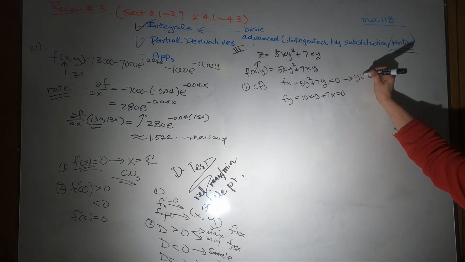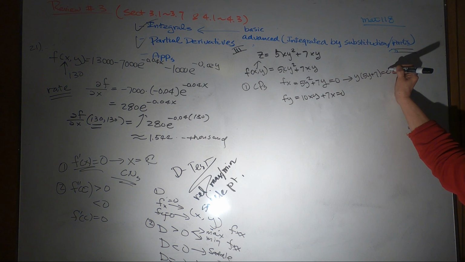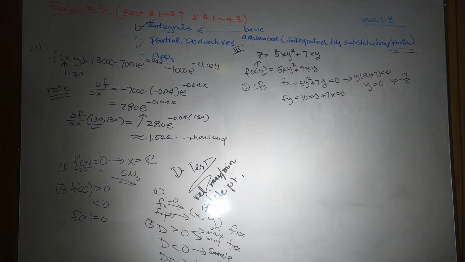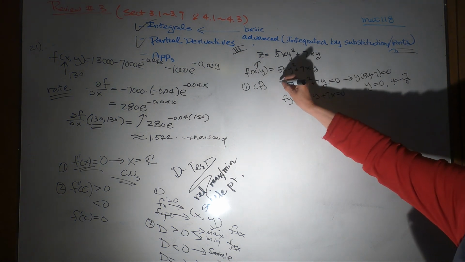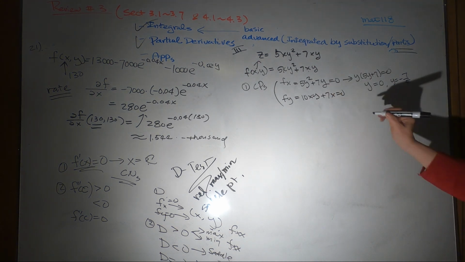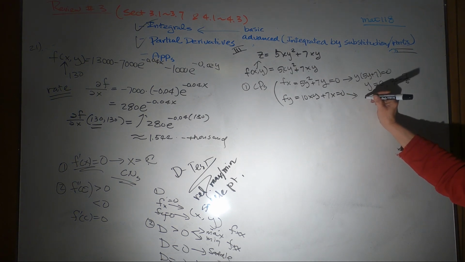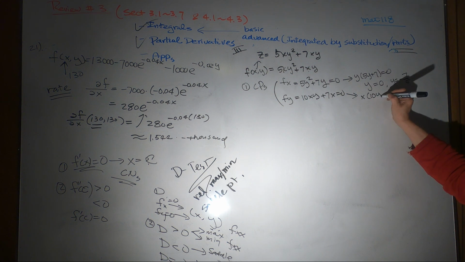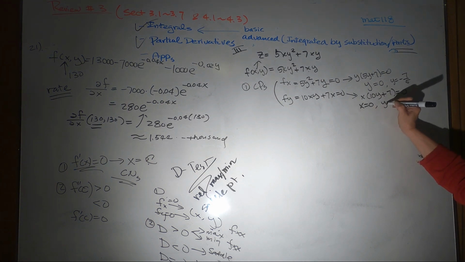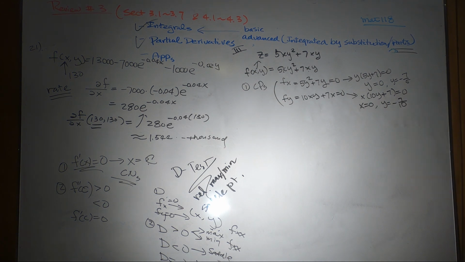From here, you solve it. 5y plus 7 equals 0. So your y is 0 or y equals -7/5. You have 2 numbers, right? But your x and y have to satisfy both equations. So for this one, you solve it. You take x out, it would be 10y plus 7 equals 0. So your x is 0, and your y is -7/10.